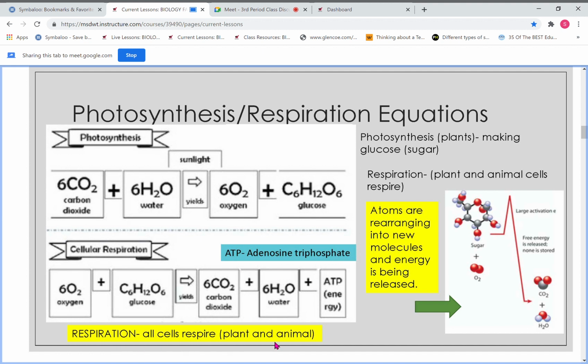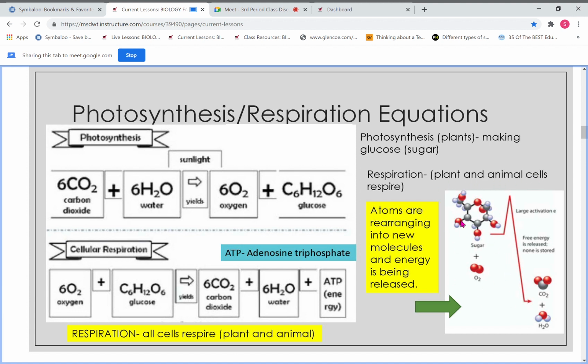Remember, all cells respire. Any living organism has respiration occurring in the mitochondria. So we know photosynthesis in plants makes sugar, and then the sugar that we make is from what we consume as food. Respiration, plants and animals respire.